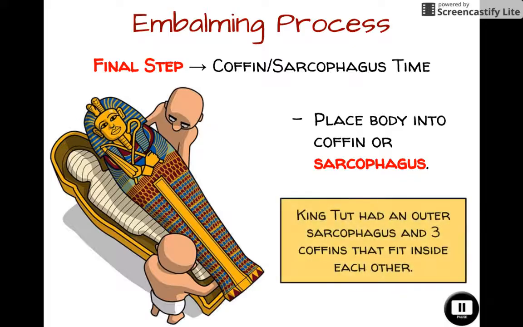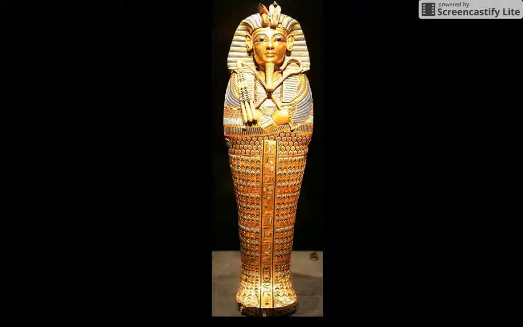And King Tut, the next figure that we're going to look at in Egyptian history, is famous for having an outer sarcophagus that had three separate coffins inside. And here's an example of his most famous coffin, the one that's made out of solid gold with the crook and flail, the royal signs of authority in Egypt, in both hands.